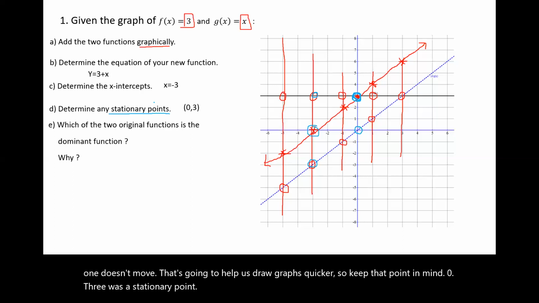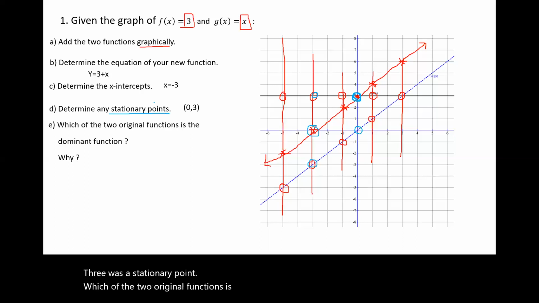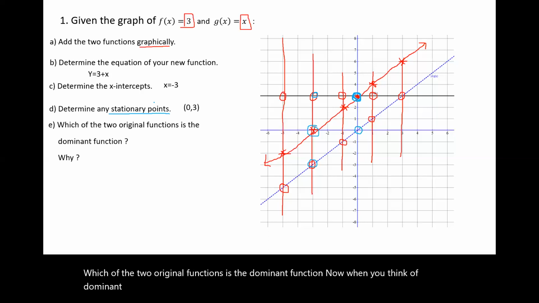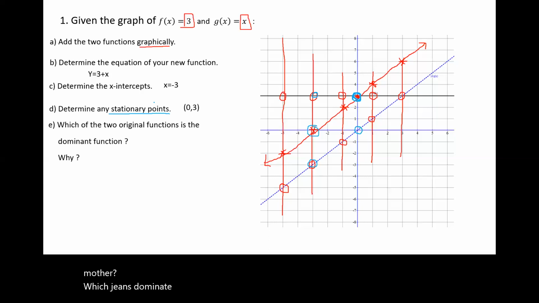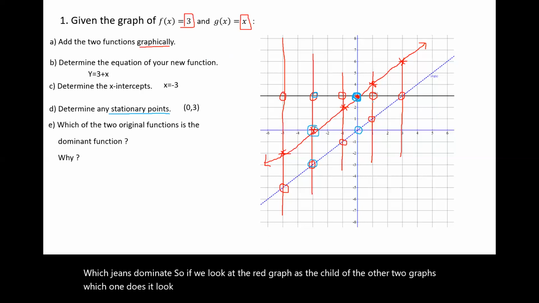Which of the two original functions is the dominant function? Now, when you think of dominant functions, think of dominant genes. So do you look more like your father or your mother? Which genes dominate? So if we look at the red graph as the child of the other two graphs, which one does it look more like? It looks more like the y equals x graph. And can we think about why y equals x would dominate y equals 3?